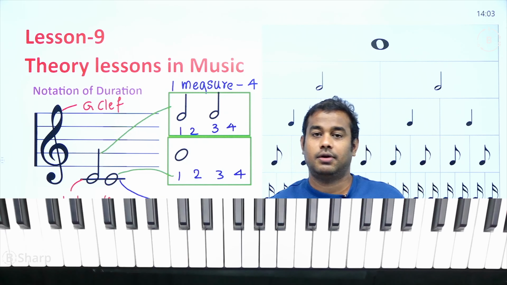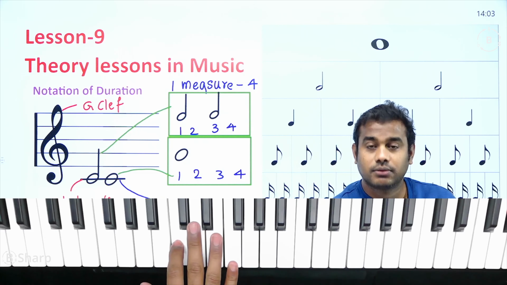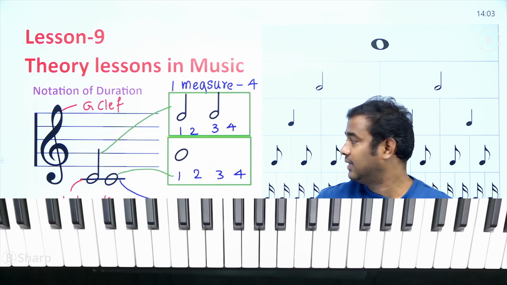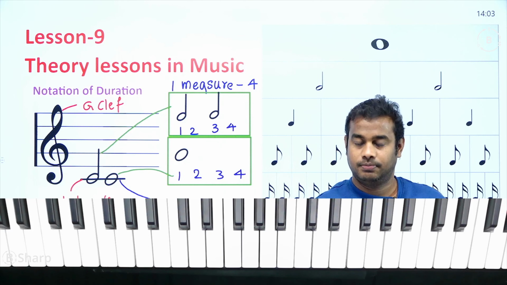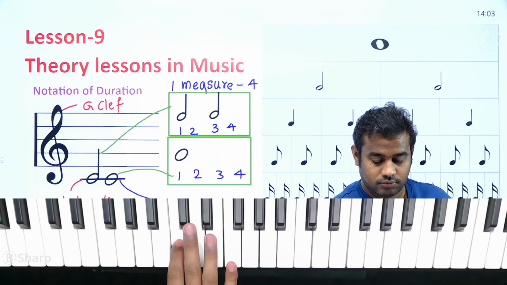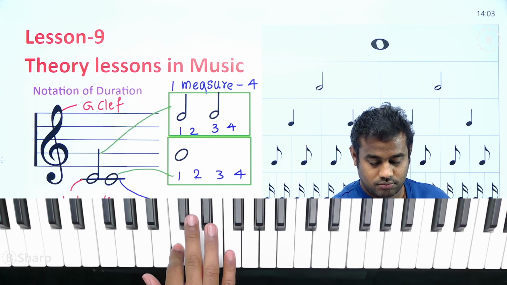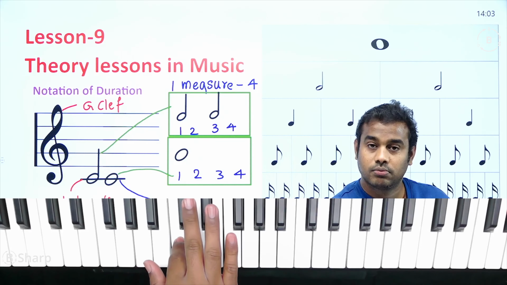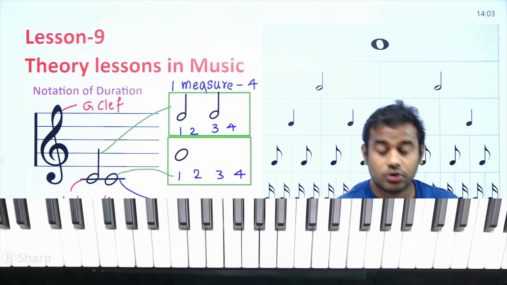1, 2, 3, 4, 1, 2, 3, 4, 1, 2, 3, 4. This is the whole note playing. Then how to play the half? Like this we can play this. So like this we can play.